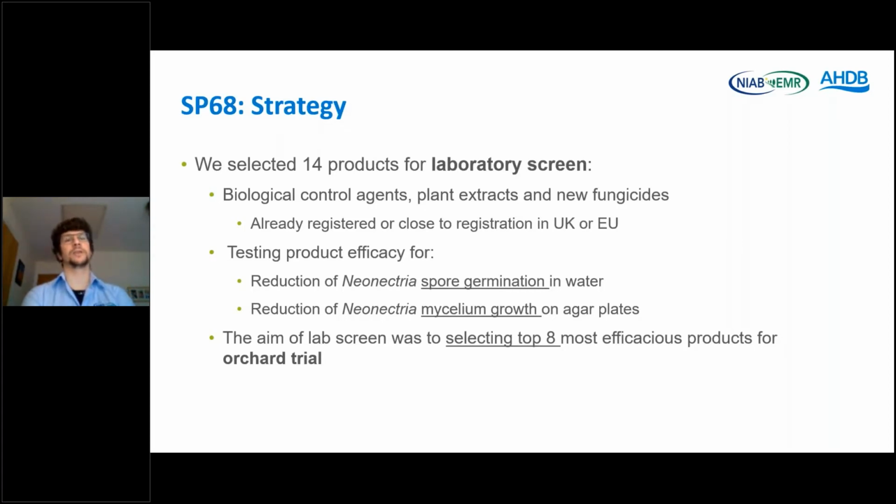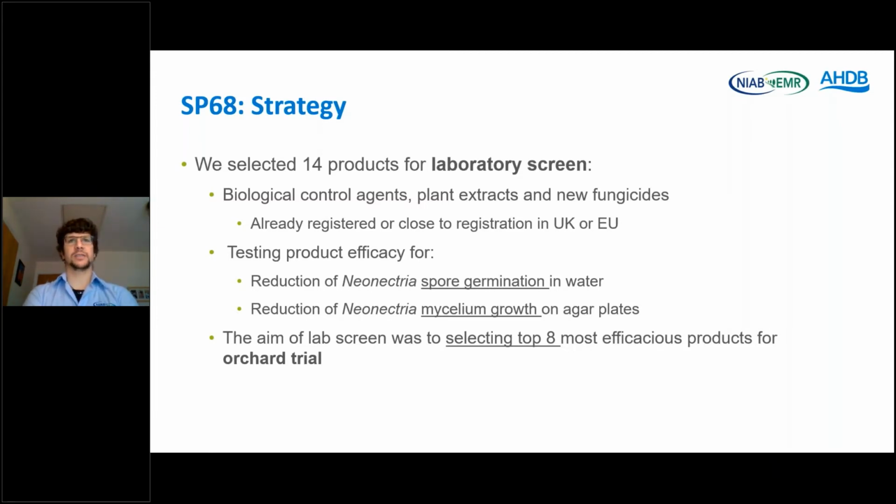The strategy of this project was to select lots of different products and then put them through a lab screen first. We've selected products with the help of the plant protection industry, and the SCEPTREplus panel helped as well, and we put together a wide variety of products that we think have a good potential. We have biological control agents, plant extracts, and new fungicides, all that are already registered or very close to registration. And we tested them in the lab for two main things.